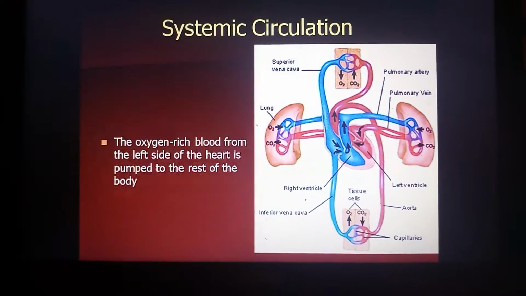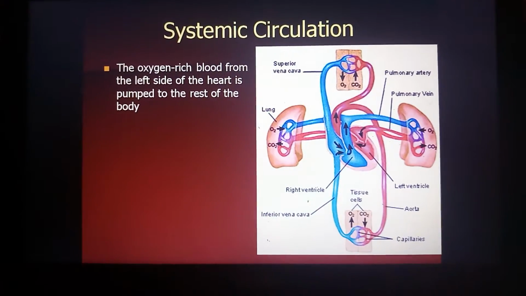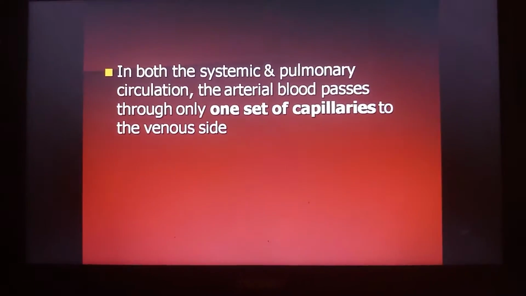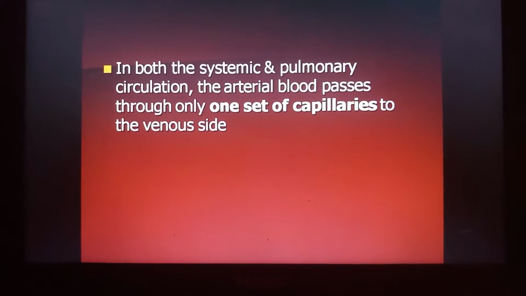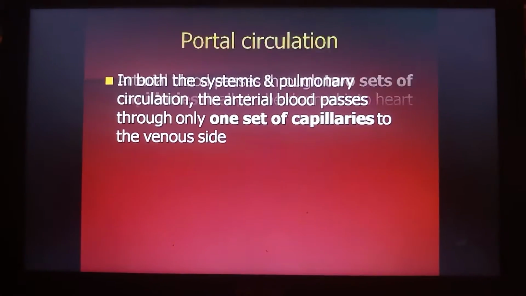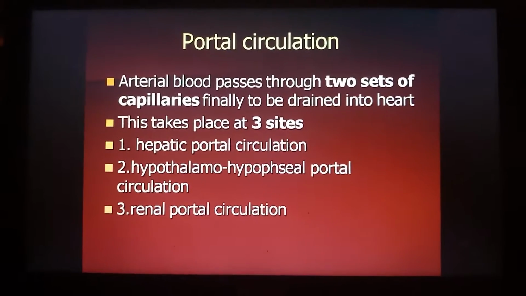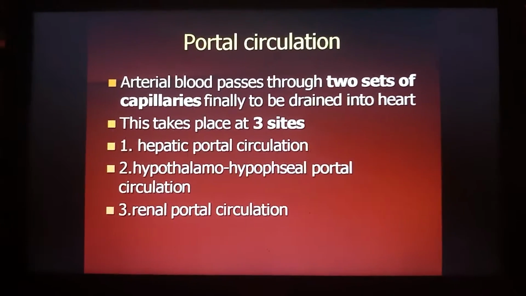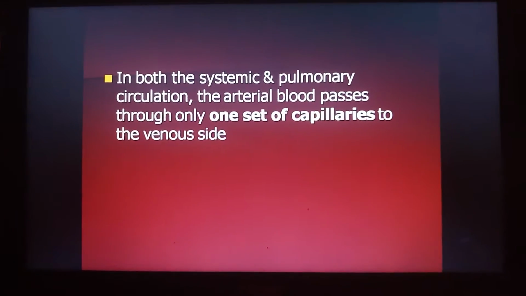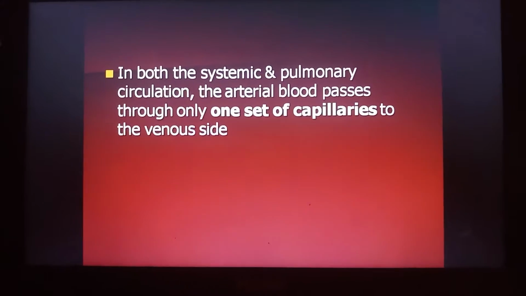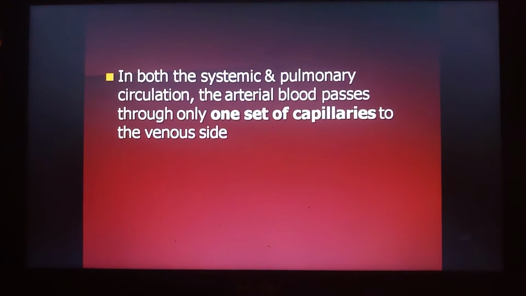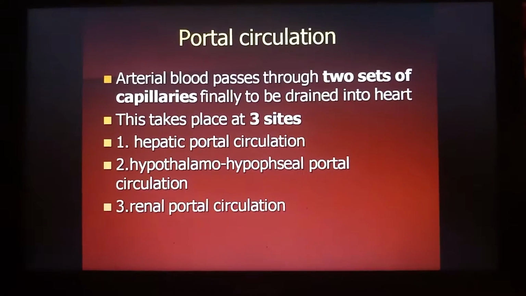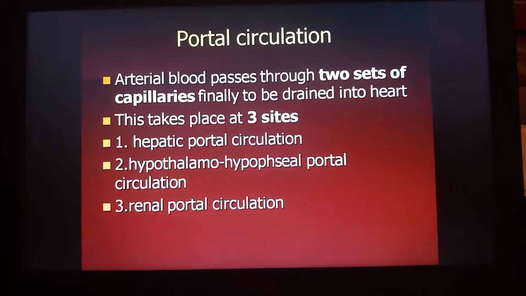In case of the systemic circulation, the oxygen-rich blood from the left side of the heart is pumped to the rest of the body. In both the systemic and pulmonary circulation, the arterial blood passes through only one set of capillaries to the venous side. Portal circulation: arterial blood passes through two sets of capillaries. So this is the difference from the systemic circulation. As we discussed, in both the systemic and pulmonary circulation, which are types of cardiovascular system, just one set of capillaries is involved. But in case of portal circulation, which is the third type of the cardiovascular system, there is involvement of two sets of capillaries, which will finally be drained into the heart.